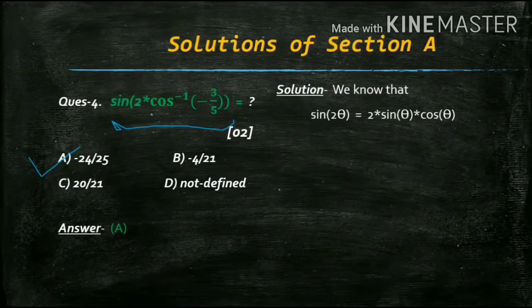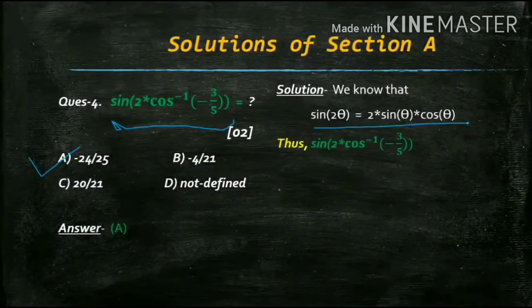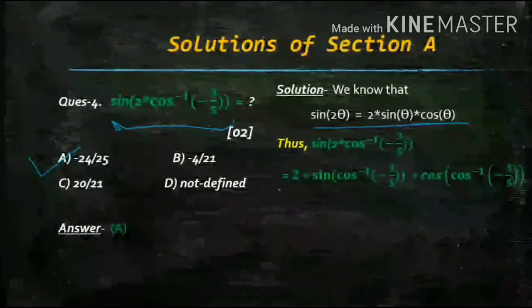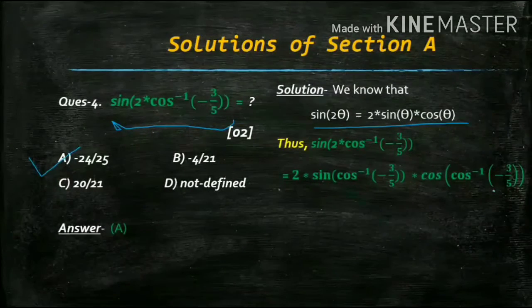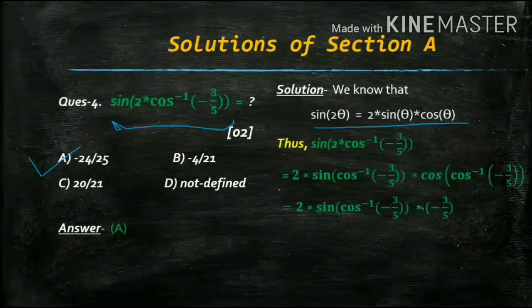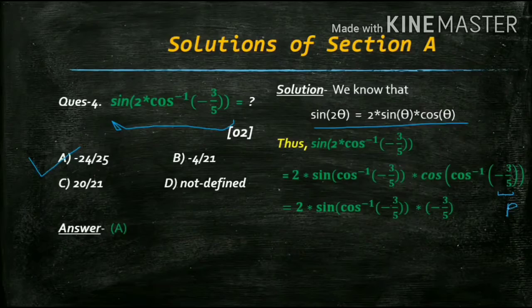Firstly, what you know that sine of 2 theta is equal to 2 sine theta cos theta. Correct? You have to use that. So you are given this expression. So it would become 2 into sine of cos inverse minus 3 by 5 into cos of cos inverse minus 3 by 5. Now this expression would become minus 3 by 5 because minus 3 by 5 belongs to the closed interval minus 1, 1, and cos of cos inverse x is x for all x in the closed interval minus 1, 1. This is the first reasoning you have to give over here.